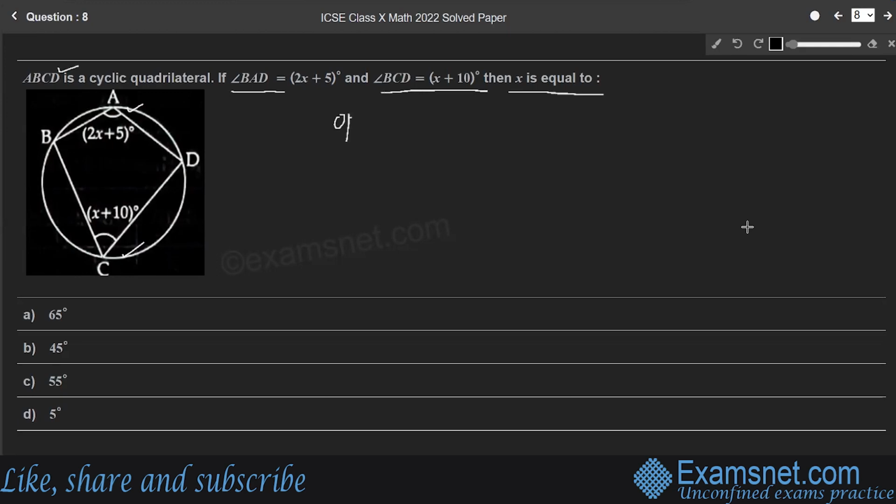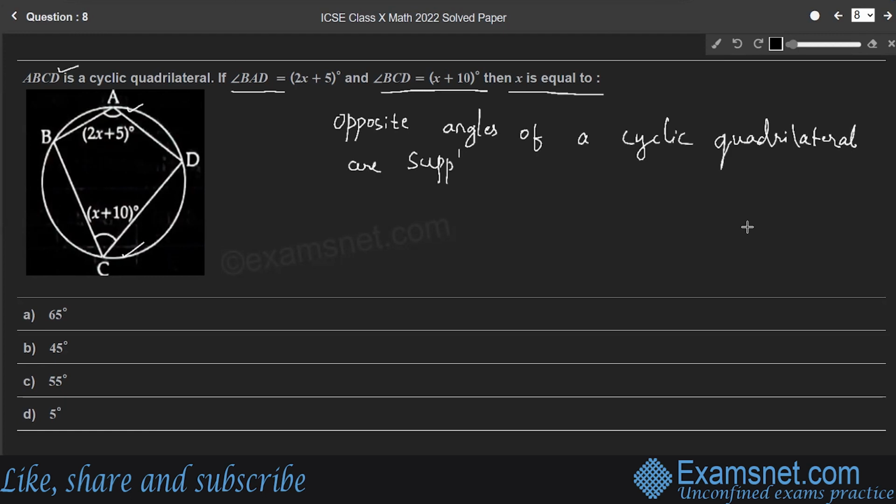So opposite angles of a cyclic quadrilateral are supplementary. Therefore, angle A plus angle C is equal to 180 degree. Supplementary means their sum is 180 degree.